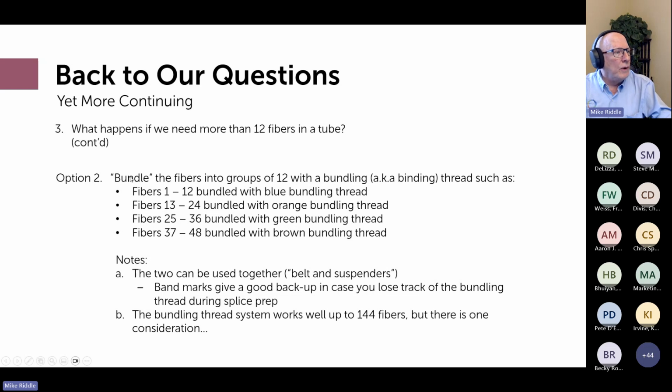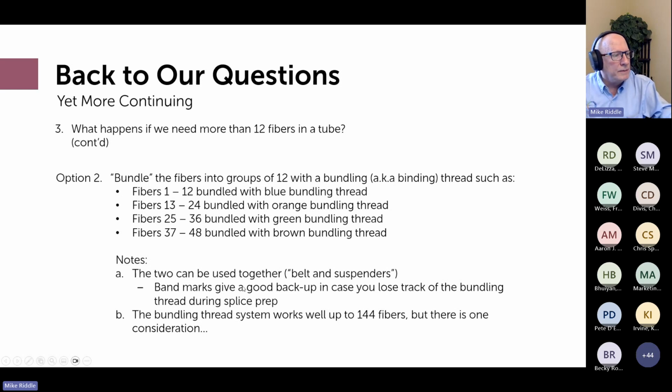What's your other option? Well, the other option is that you could bundle the fibers into groups of 12 with what's called a bundling, sometimes also called a binding thread. And so you get a pattern that looks like this. Fibers 1 to 12 with a blue bundling thread, fibers 13 to 24 with an orange bundling thread, and then a green bundling thread and a brown, and so on. And this system works well up to 144 fibers.